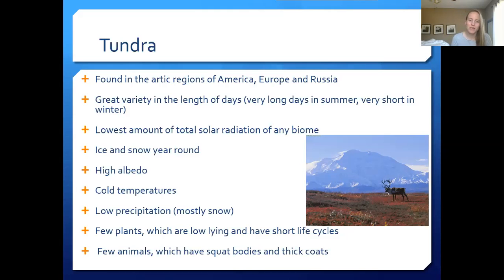There's very low precipitation, very cold temperatures, and very few plants and animals. The plants that do exist tend to be very low-lying and have very short life cycles, and the animals tend to be squat, so their arms and legs tend to be very short, and they have very thick coats, all to help preserve body heat.